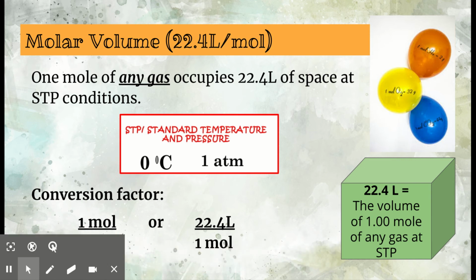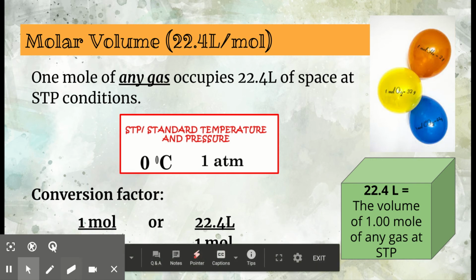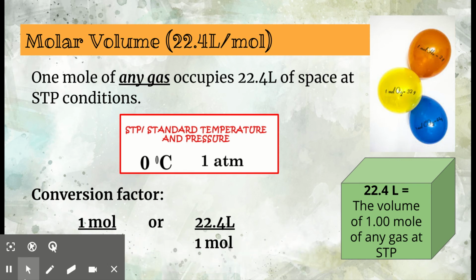I'll wait for a moment for that black bar to go away. And there's so many of them. Okay.